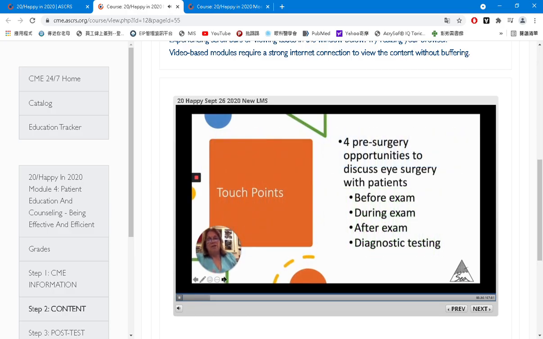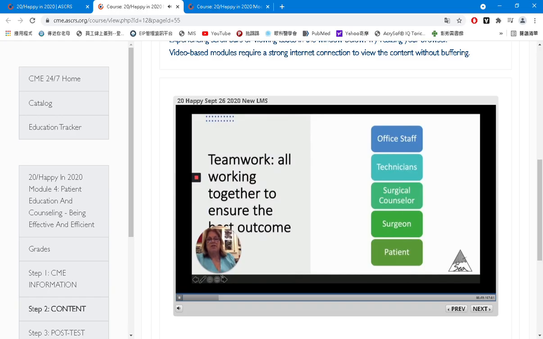I call this touch points. These are 4 pre-surgical opportunities to discuss eye surgery with the patients: before the exam, during the exam, after exam, and of course, after diagnostic testing. And it's all about teamwork. We want the best outcome for the patient. So the office staff, the technicians, the surgical counselor, myself, and the patient all need to be on the same page so that their surgical experience is wonderful, and so that they feel that they are special to us and that their eyes are special, that we just don't treat them willy-nilly, that we have a plan.